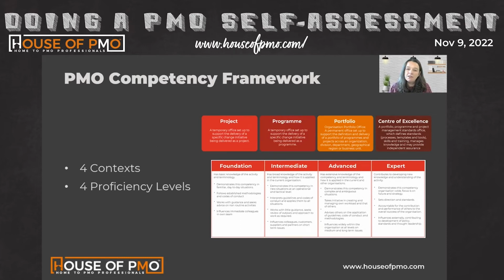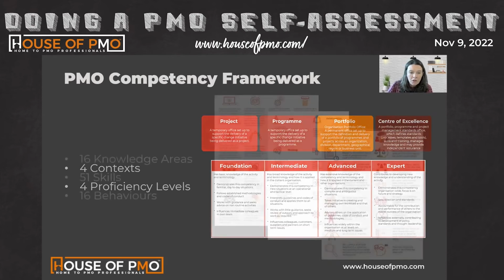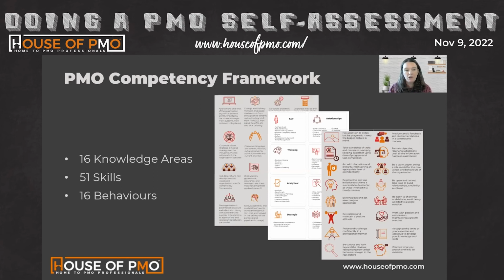So you're going to be doing a self-assessment to see what kind of leveling you're coming out at, against the different competencies within the competency framework. But not only that, you're also going to be looking at a self-assessment against some of the knowledge, skills, and behaviours that also go along with doing the role.